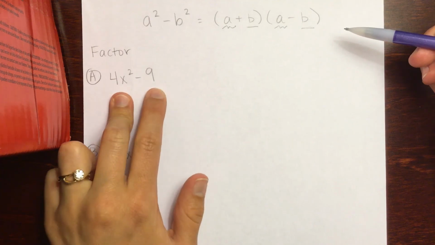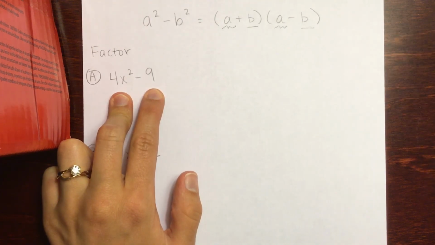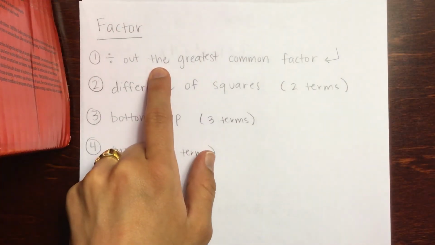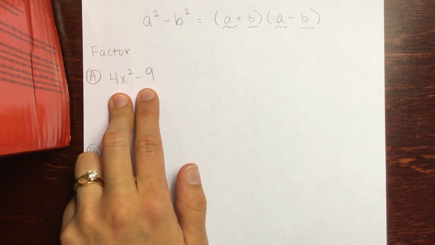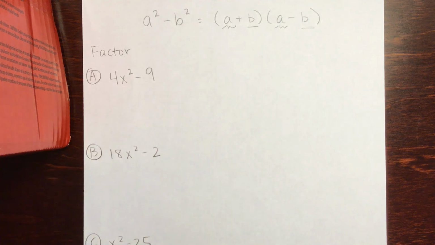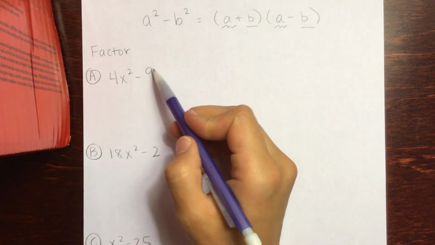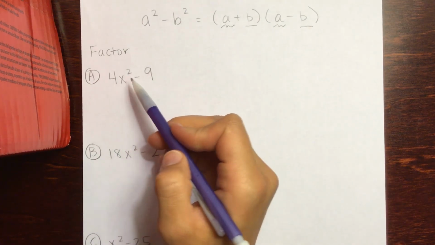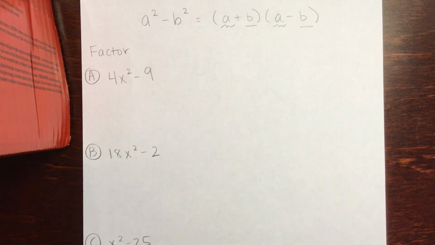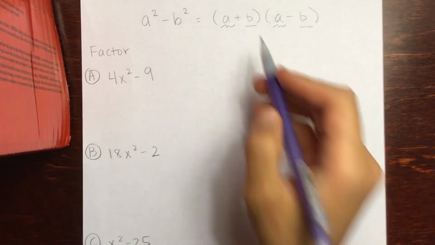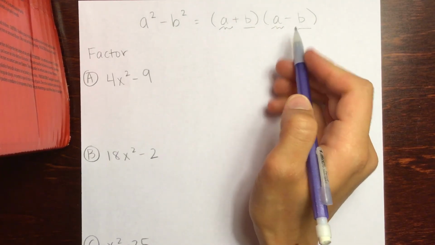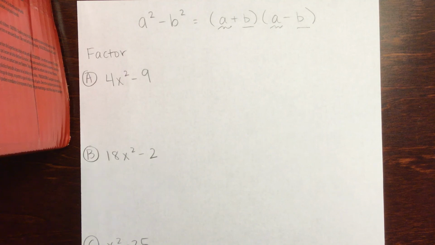Examples: 4x squared minus 9. The first thing you should do is always check to see if they have anything in common. 4, 9, there's no number that they have in common, so done with that. The second thing is, I have two terms here. I can take the square root of 4, I can take the square root of 9, I can take the square root of x squared, and I'm subtracting. So that means I can use this pattern, this difference of squares pattern.